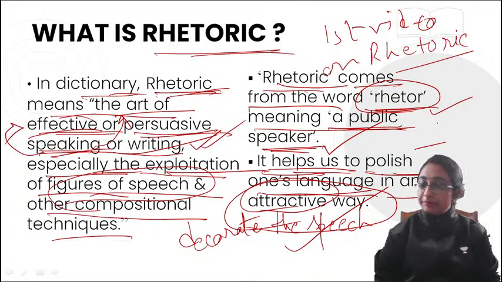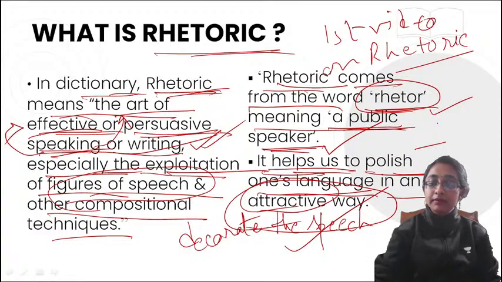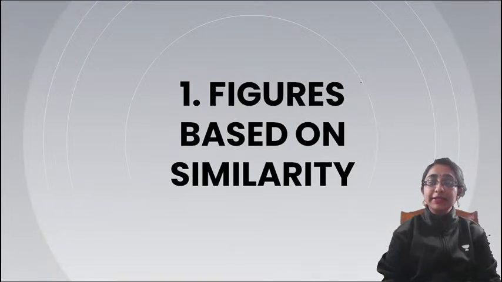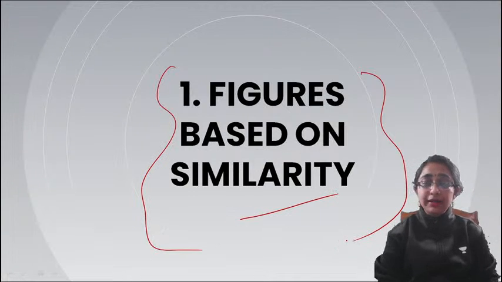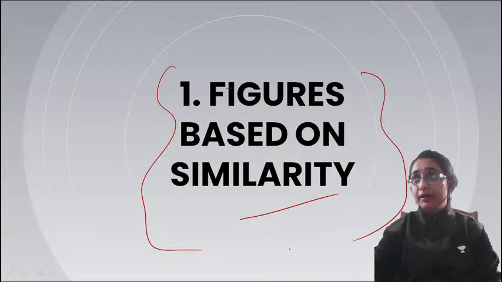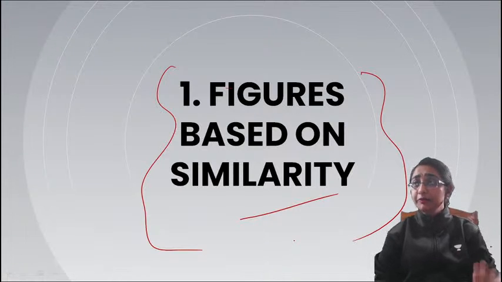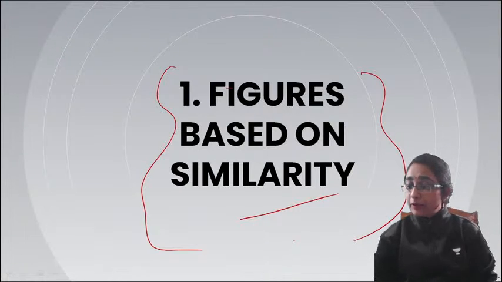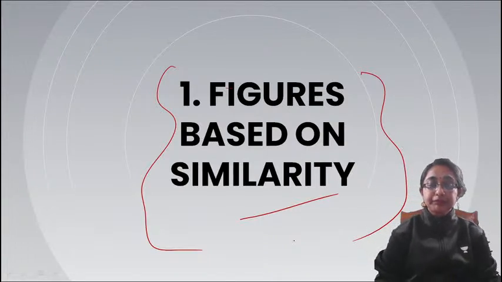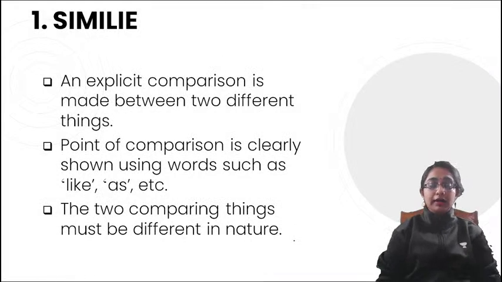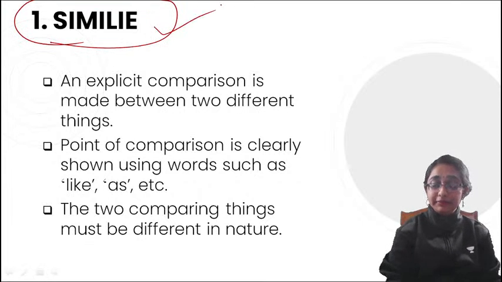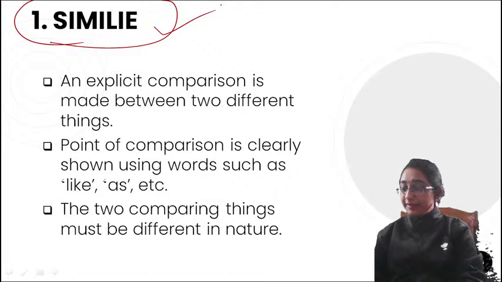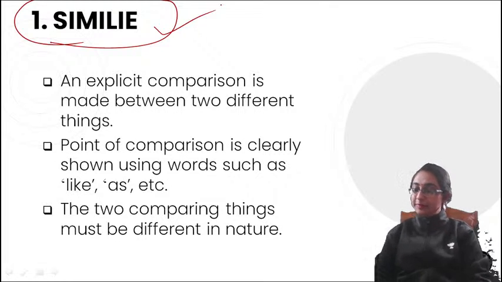Now, next, figures based on similarity. This is the first category of rhetoric. Under this category, there are a number of important rhetorical figures. Now, we need to explore them one by one. So, the first important figure of speech, you all know, is simile. Simile is very simple, a very straightforward figure of speech.